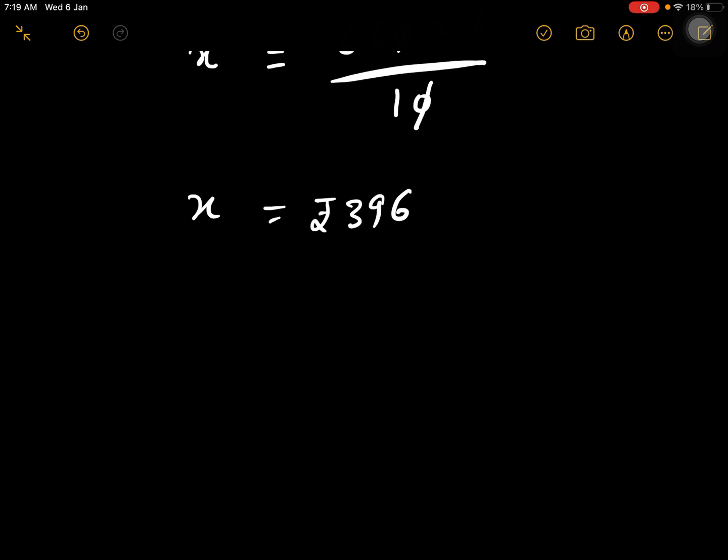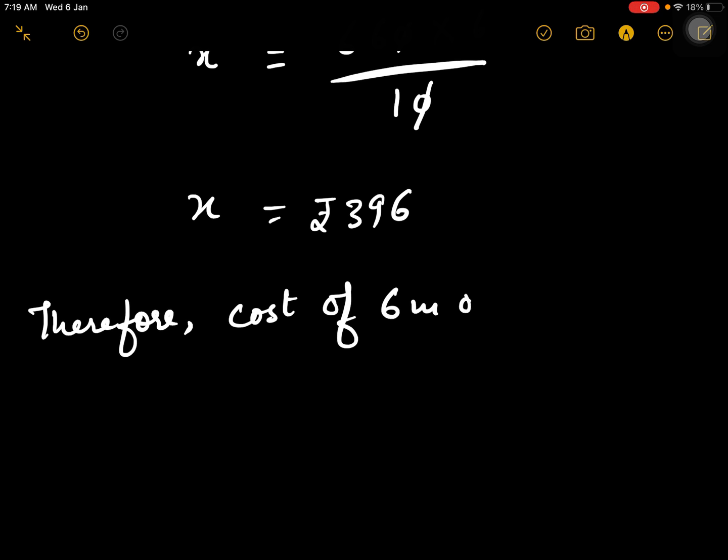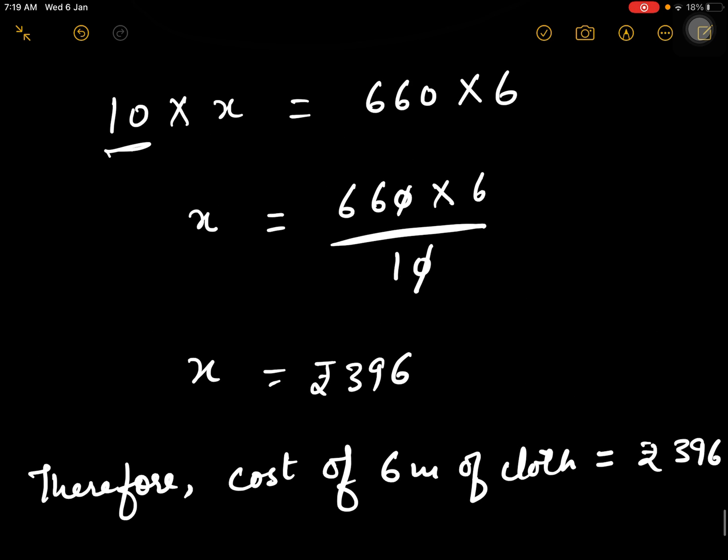We had let x be the price of 6 meter of cloth. So write the statement: therefore, the cost of 6 meter of cloth is equal to rupees 396. Now this way you have to solve all the rest of the questions of exercise 7a.